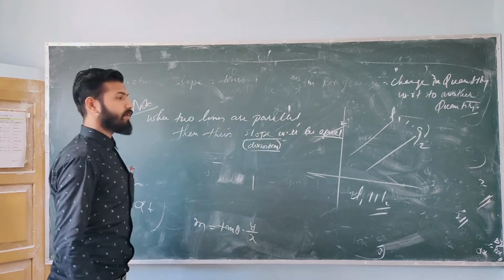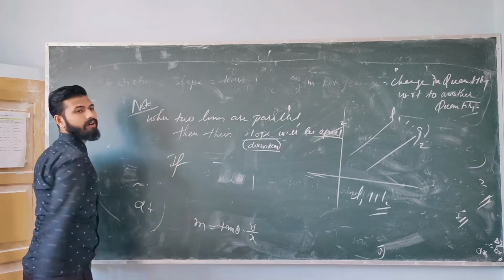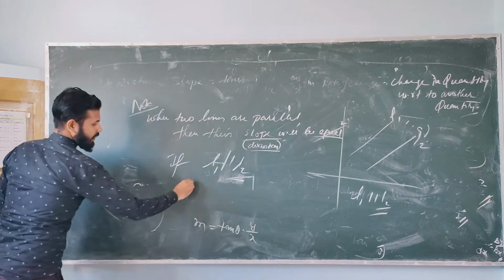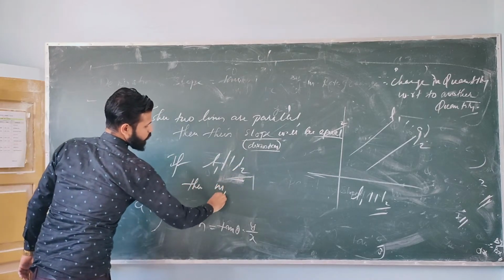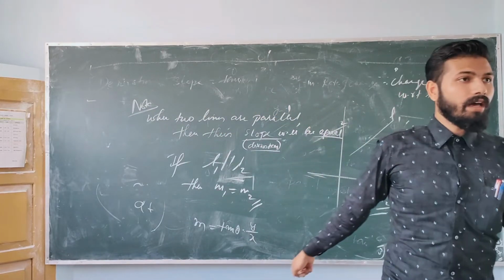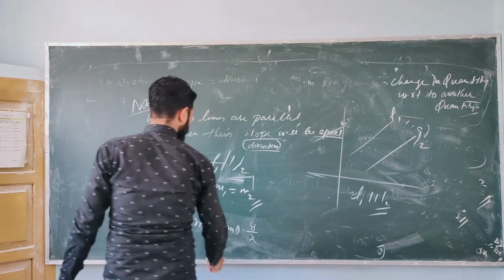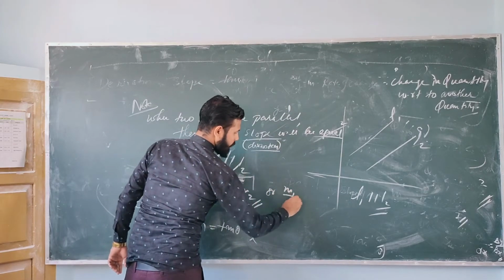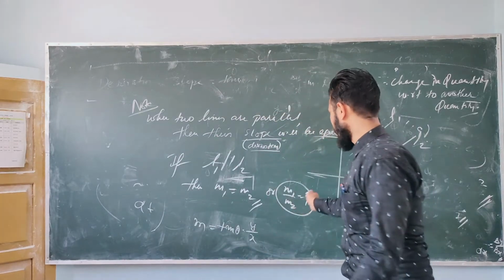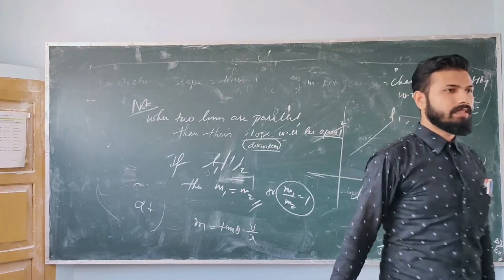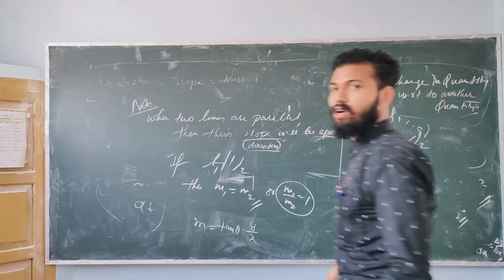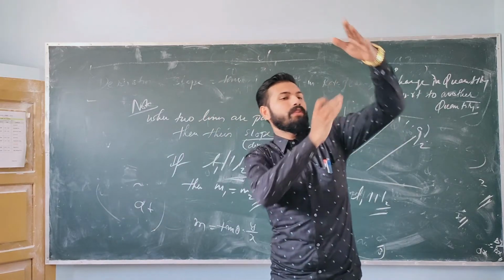Or you can say in a mathematical way, if L1 is parallel to L2, then I can write M1 is equal to M2. Clear? M1 equal to M2, or you can write M1 by M2 is equal to 1. Understood? Now next case, what happens when the two lines are perpendicular?